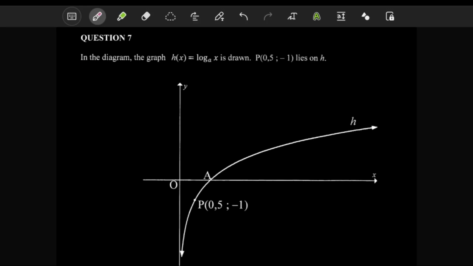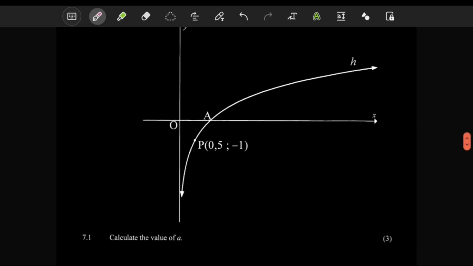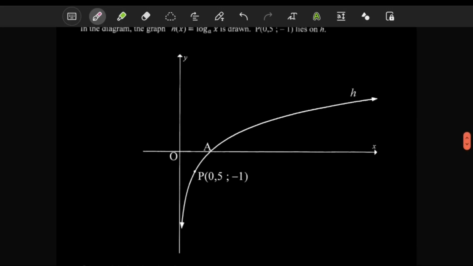Question 7 says, in the diagram, the graph of h of x is a log graph, and it is drawn below, as we can see here. It says here P is this coordinate there. It lies on h. Okay, nothing crazy here. They say we should find the value of a.